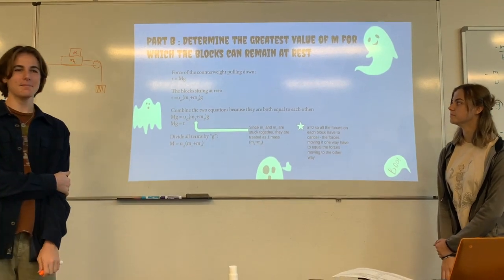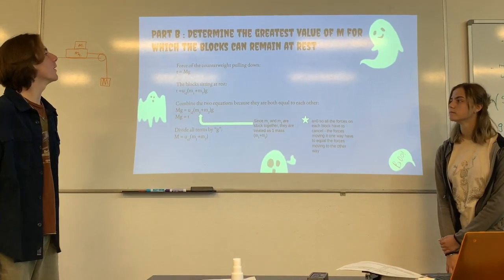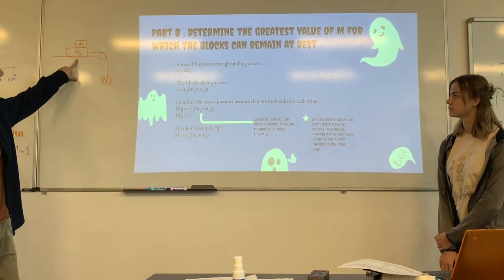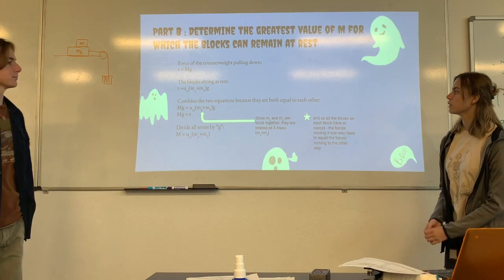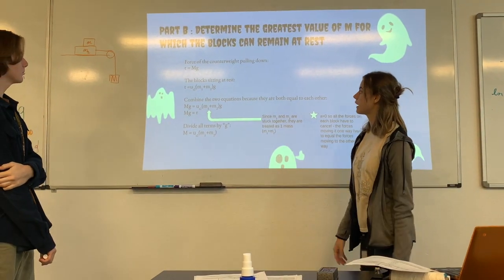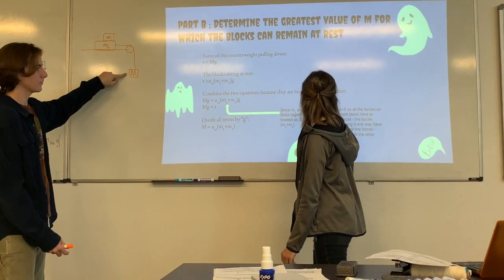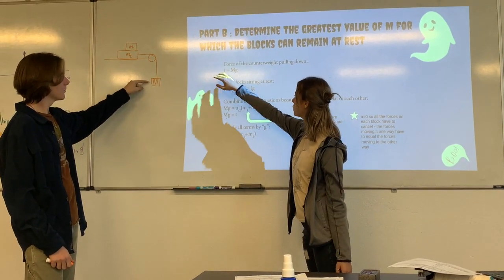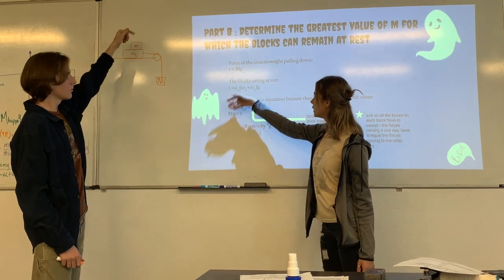Okay, we're doing our AP Physics problem, and this one is about determining the greatest value of m for which these blocks can remain at rest. So you get the equation for the force of the counterweight. Because the acceleration is 0, the tension, the rope pulling it up, is the exact same as the weight pulling it down.